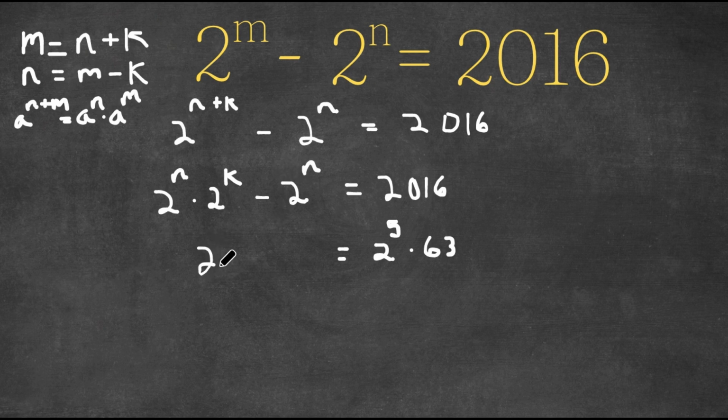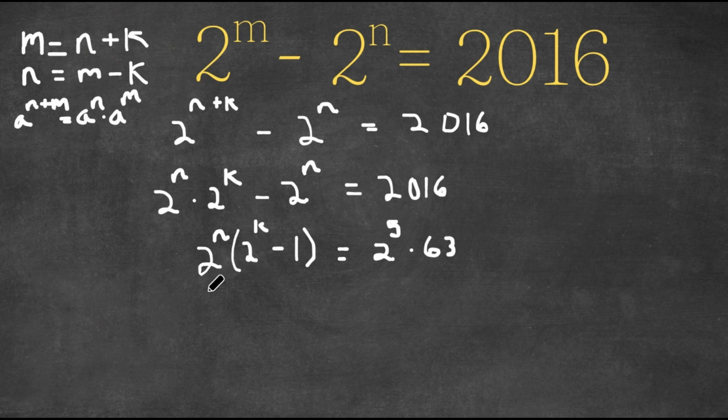So if I factor out 2 to the power of n, I get 2 to the power of n times 2 to the power of k divided by 2 to the power of n is simply 2 to the power of k, and 2 to the power of n divided by 2 to the power of n is 1, so minus 1. So we get 2 to the power of n times 2 to the power of k minus 1, and this is still equal to 2 to the power of 5 times 63.